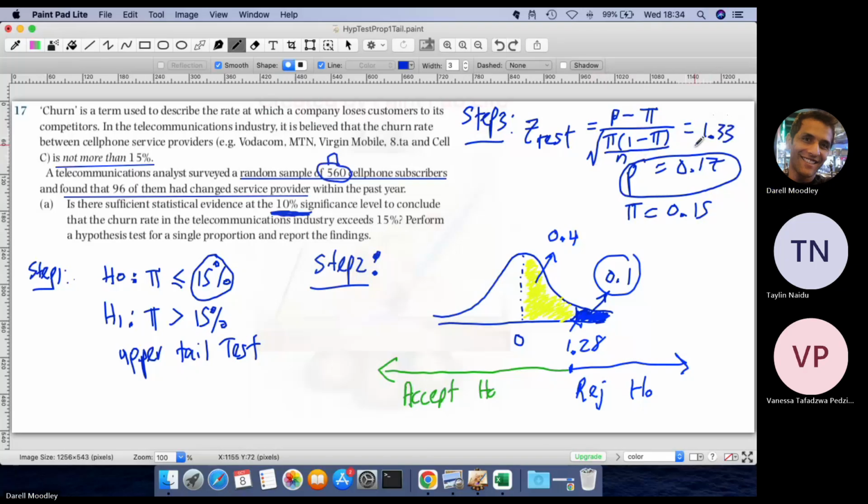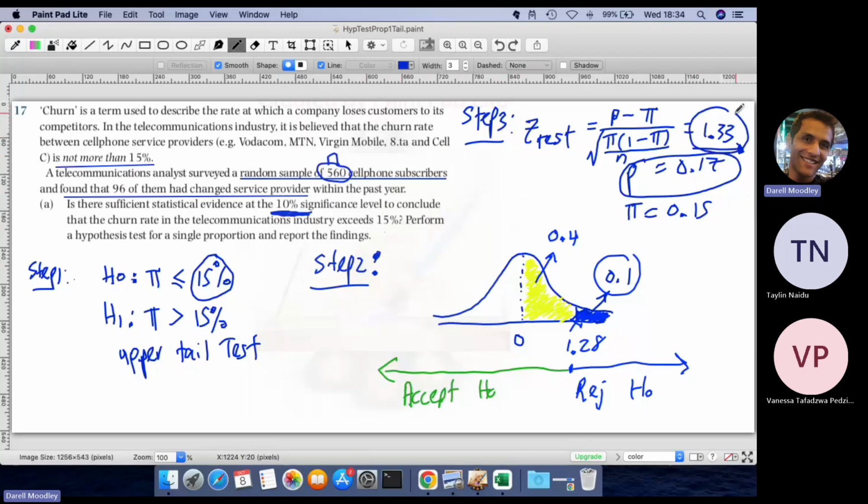1.33. So that's your test statistic. That's kind of the bulk of your calculations. All of them are done. Now it's a matter of interpreting your results. You've done step 1, step 2, step 3. Now, I'm going to ask you this question.